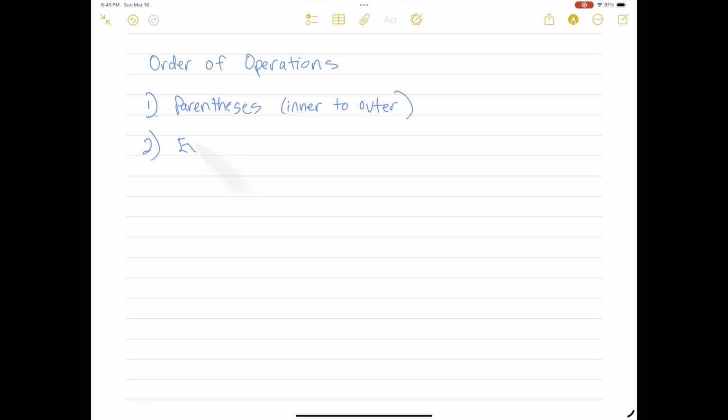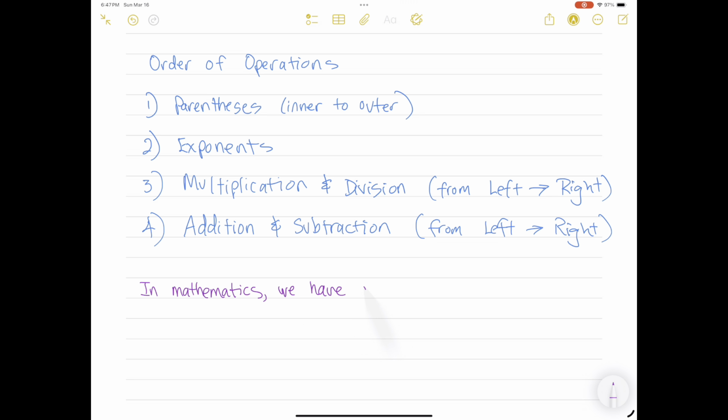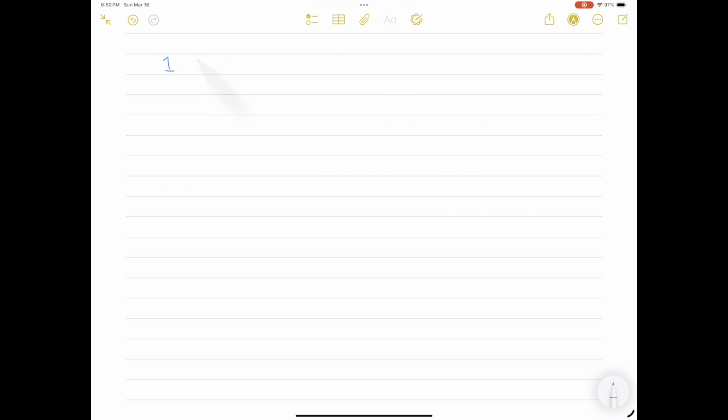Number 2, you do all operations with exponents. Number 3, do all multiplications and divisions in order from left to right. And finally, number 4, do all additions and subtractions in order from left to right. In mathematics, we have agreed to the above order of operations to ensure that there is exactly one correct answer. Okay, let's start with the examples.